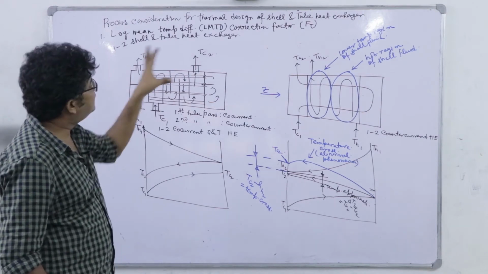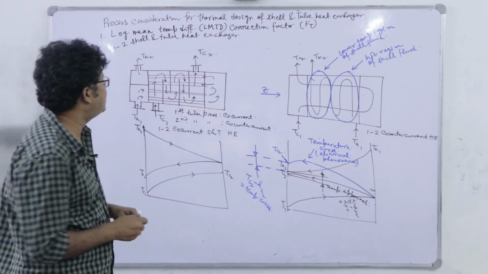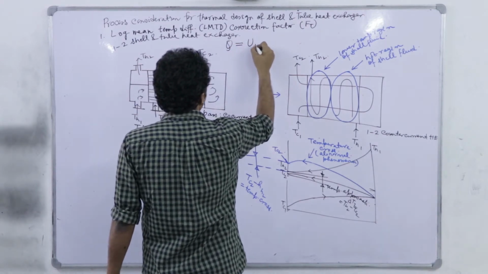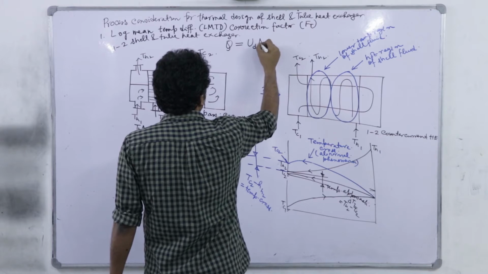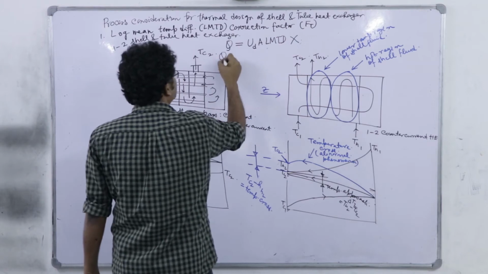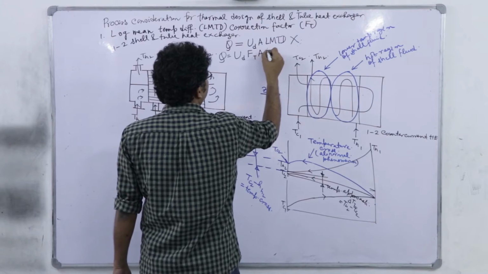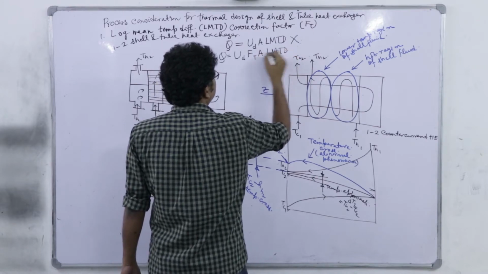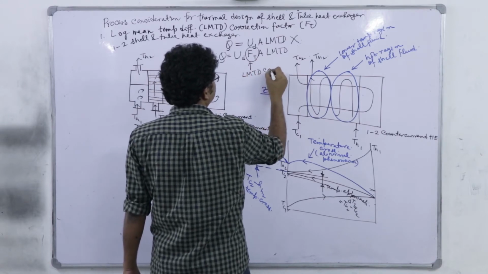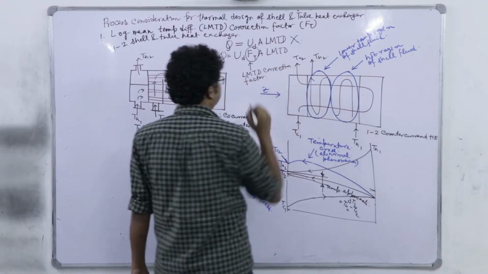So, if we do this analysis, we will see that our capacity equation for multipass exchangers will no longer be Q equals UD, the design heat transfer coefficient, times A times LMTD, right, it is not. Rather, we will write it as UD times FT times A times LMTD. Now, FT is called the LMTD correction factor, and that can be theoretically estimated.